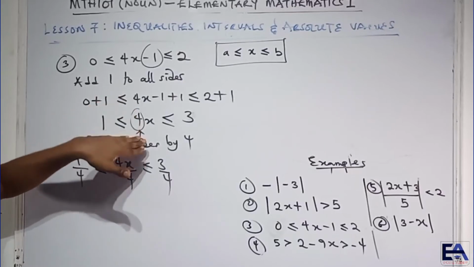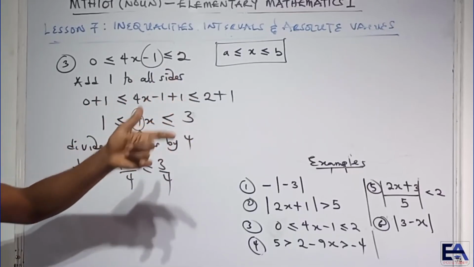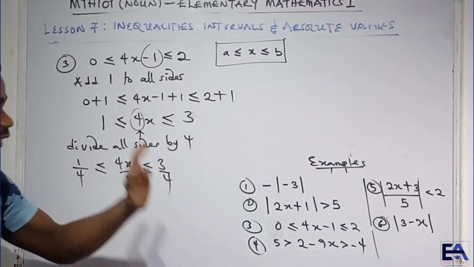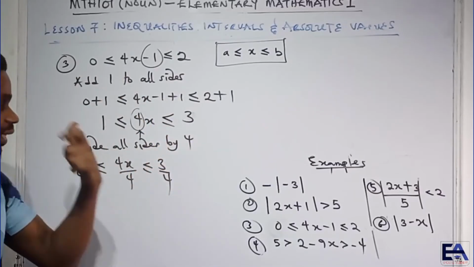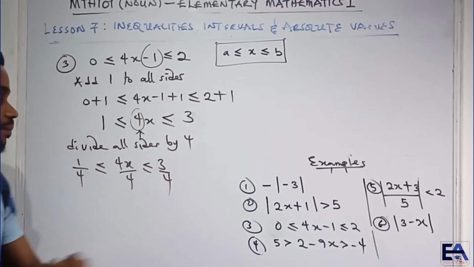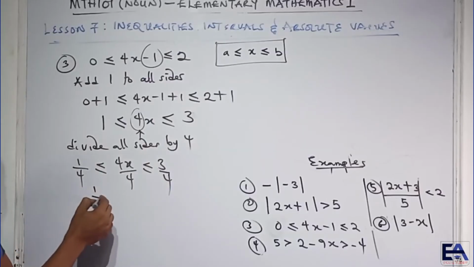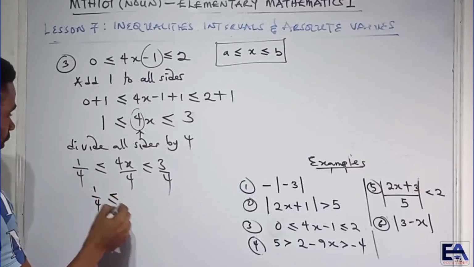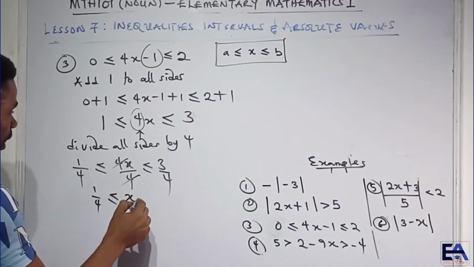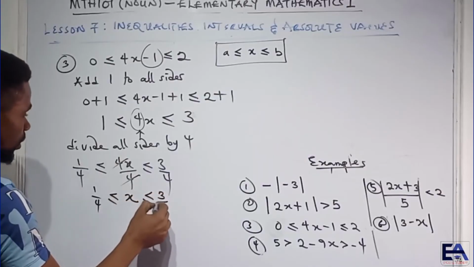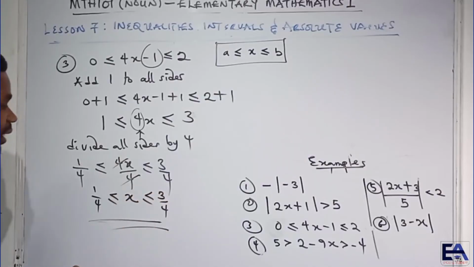If it was dividing before, then I will multiply. Just the opposite of the operation that you find there is what you apply in order to get rid of your target. Okay. So at the end of the day, we have 1 over 4 less than or equal to, this cancels this, we now have x less than or equal to 3 over 4. And so that is the answer.